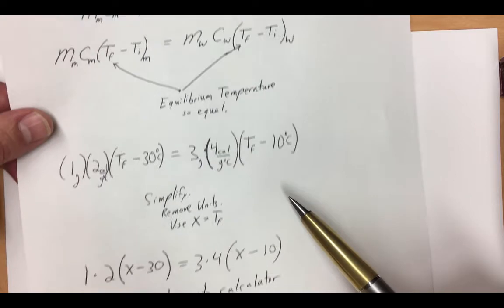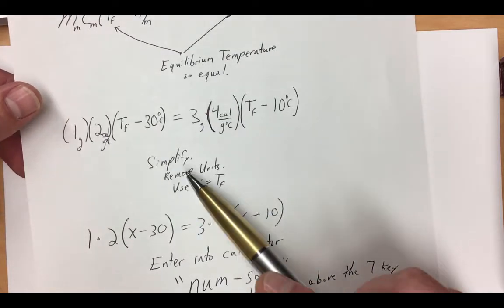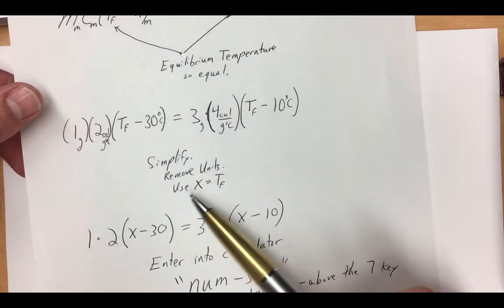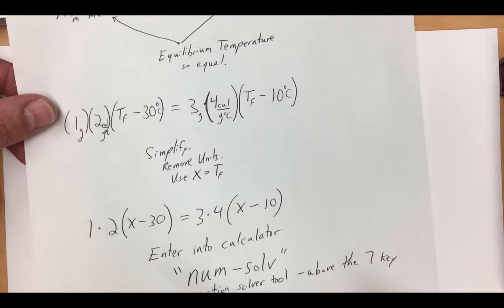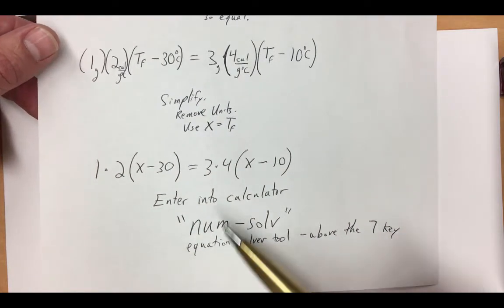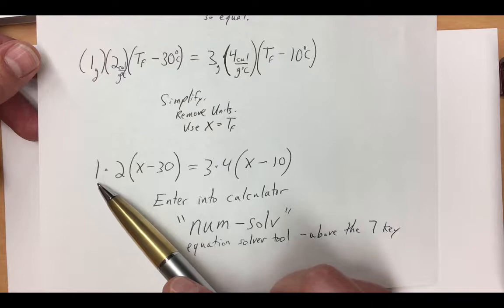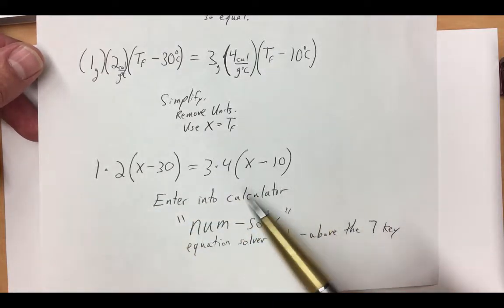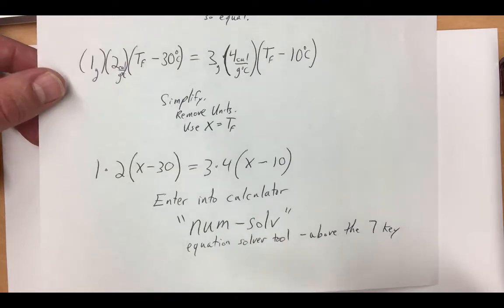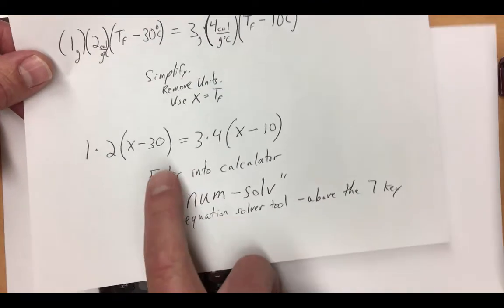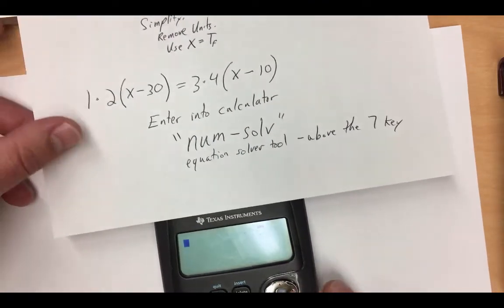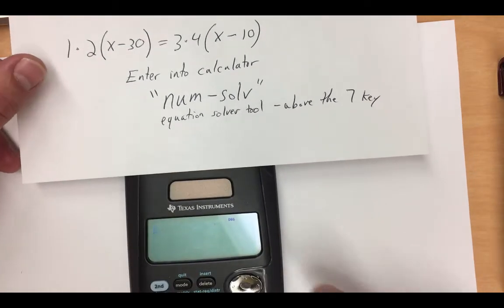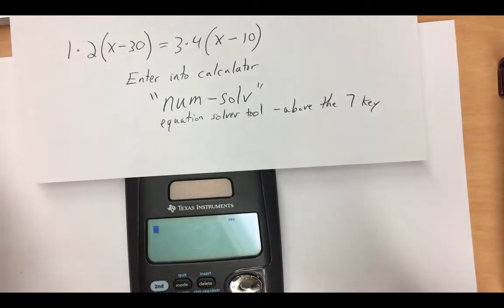So what we do is, first of all, I like to simplify it and remove the units and use X for T. And the reason why I would do that is because it becomes 1 times (X minus 30) equals 3 times 4 times (X minus 10). And now we can enter it into our calculator. And this is awesome. This is one of the most powerful tools that math teachers will never teach you. But sometimes you have a problem like that and you need to solve it.